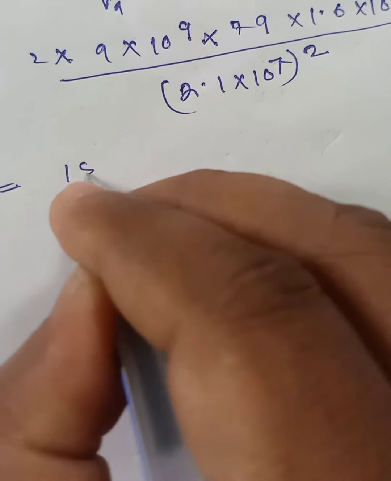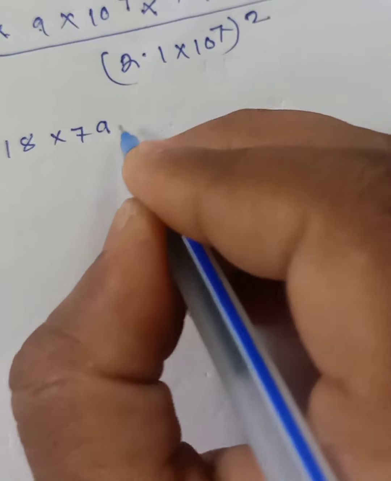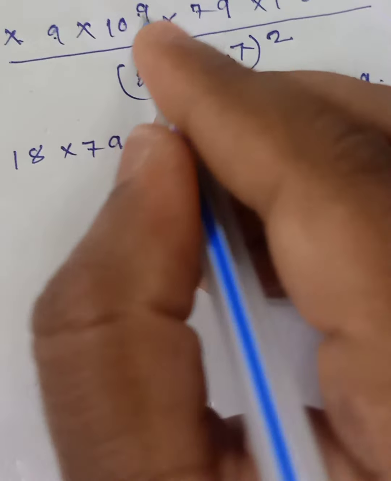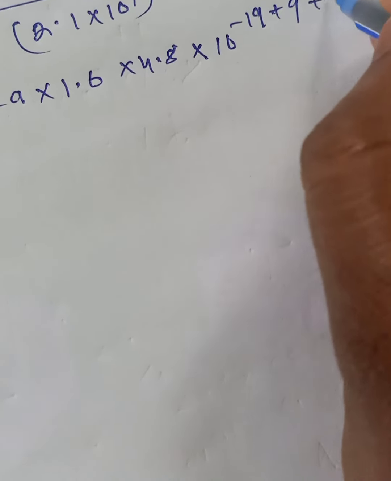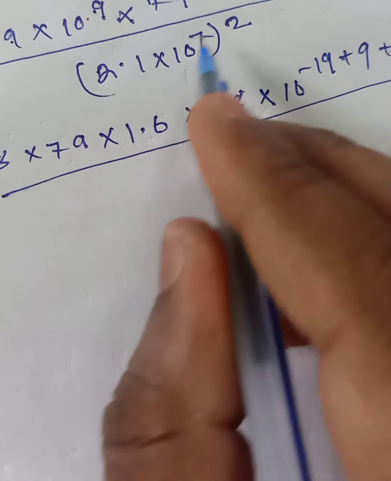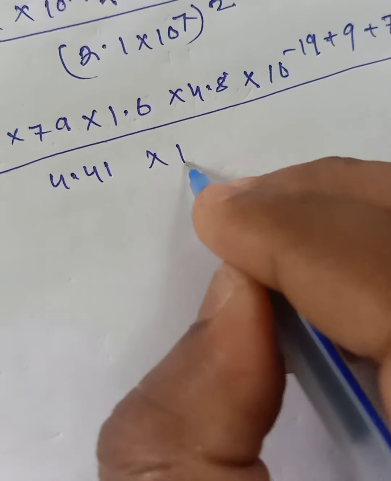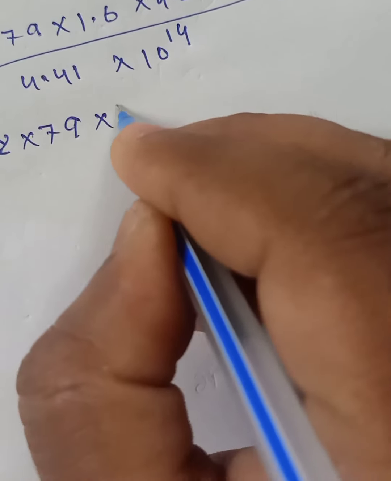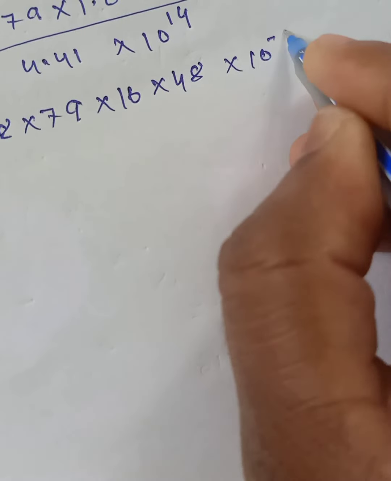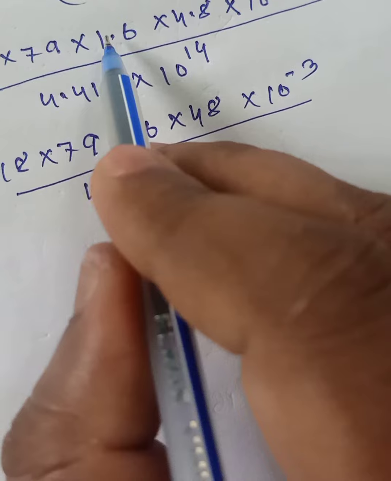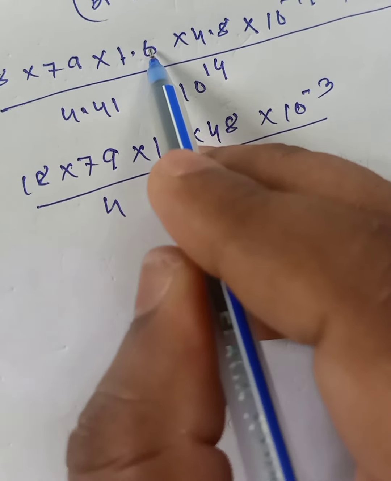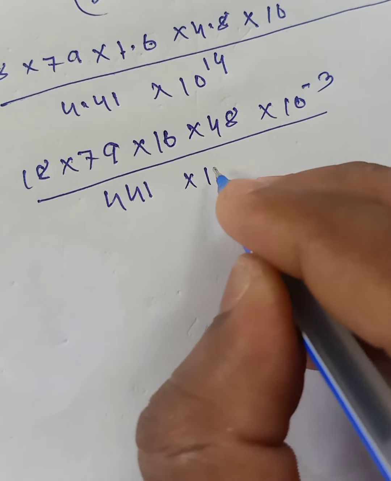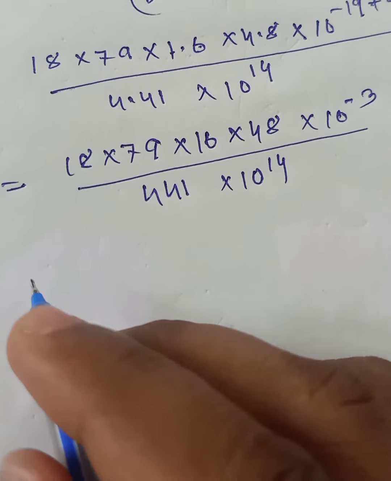So R0 is equal to 2 into 9 is 18, into 79 into 1.6 into 4.8 × 10^-19, with the powers 9 plus 9... plus 7, divided by 2.1 whole square, which is 4.41 × 10^14. So R0 is equal to 18 into 79 into 16 into 48 × 10^-3 divided by 441 × 10^14.